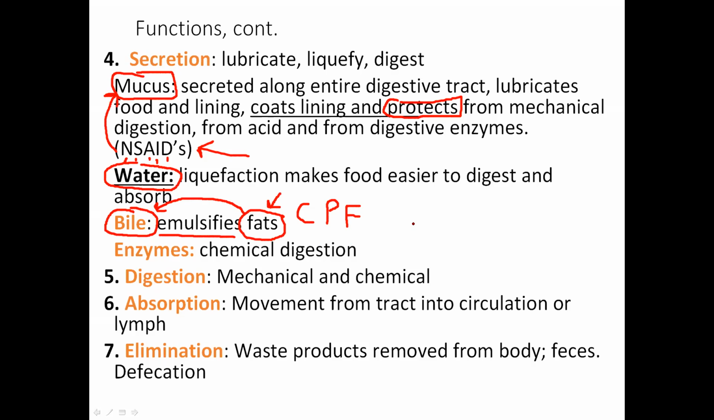What that means is fat and water can now come together. Normally they like to separate, but when you emulsify them, you bring them together and break down the fats to even smaller components.